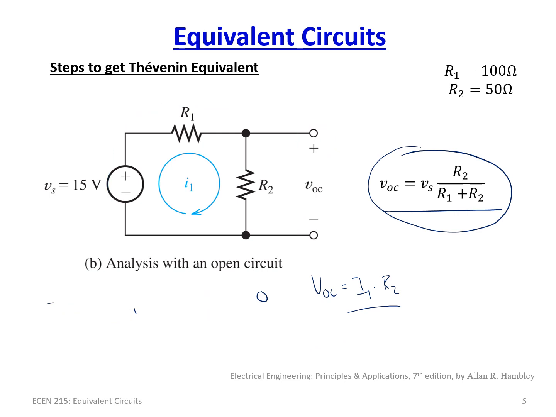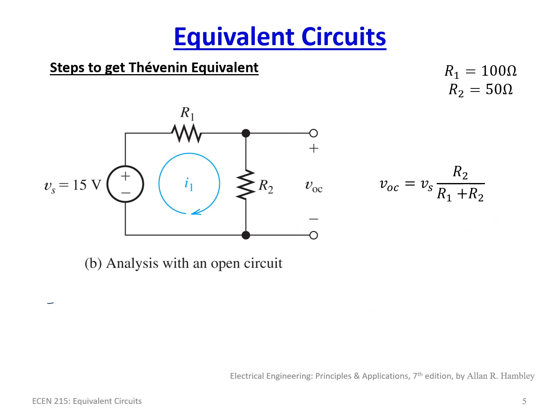And of course, I said this is just simply the voltage divider, which, if you have a circuit like this, you can automatically go to this formula. VOC is equal to VS times R2 over R1 plus R2. And you end up with VOC is 15 volts times 50 over 150 ohms, which is equal to 5 volts. So VOC is simply 5 volts. So we got step one.